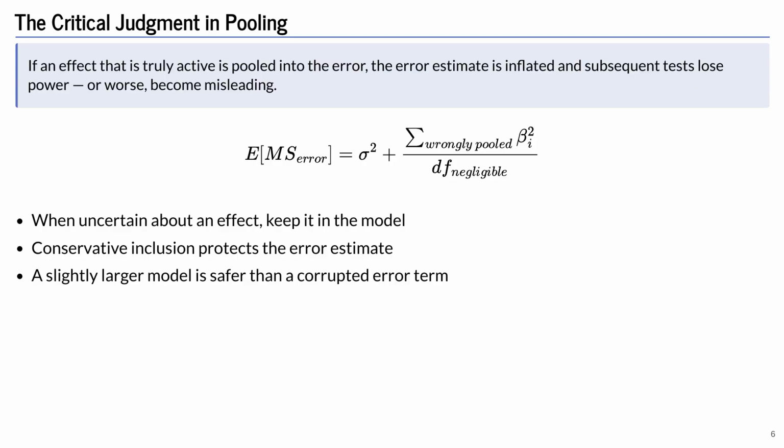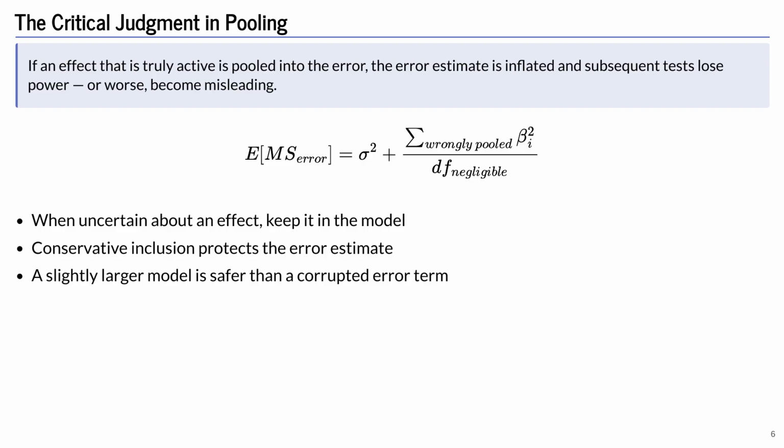What happens if you pool an effect that is actually real? Think about what the expected value of the mean squared error becomes in that case. It is no longer just sigma squared, the true variance. It picks up a positive contribution from the squared coefficient of the wrongly pooled effect. The error estimate is inflated, and an inflated error estimate makes the F-ratios for the effects you kept smaller than they should be. You lose power.